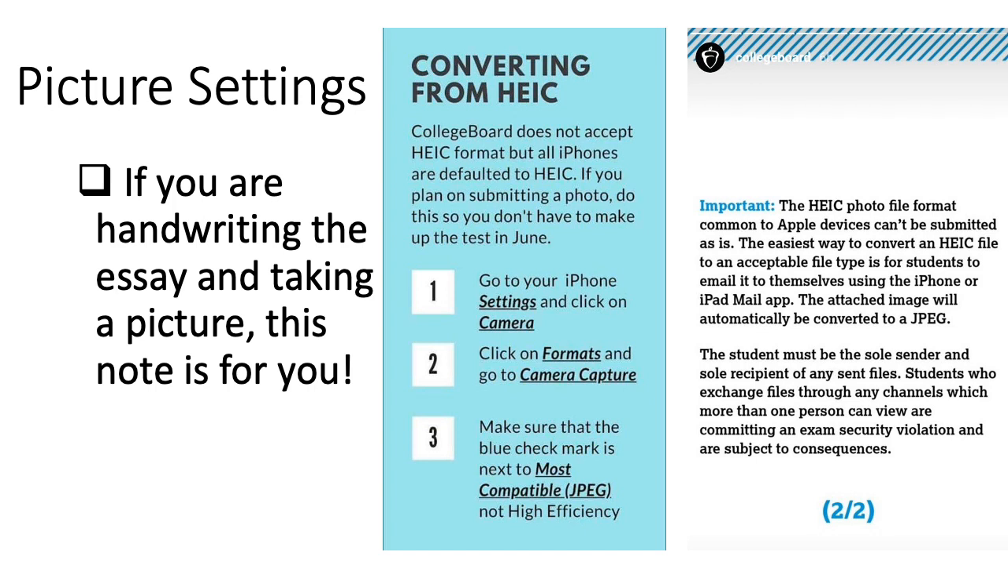All right, so if you're handwriting, this one is for you. You need to make sure you take the time to look through the slide here. You're going to be converting from HEIC, which means that you have to go into your settings on your iPhone, if that's what you have, click on camera, click on formats, camera capture, and then go to most compatible, which is JPEG. And so you want to make sure you upload a JPEG, not the standard HEIC setting on the iPhone.